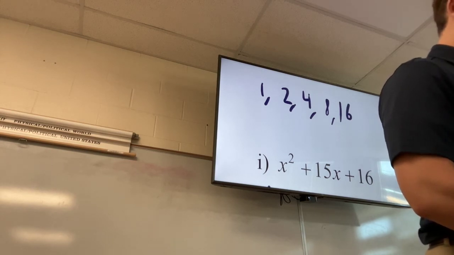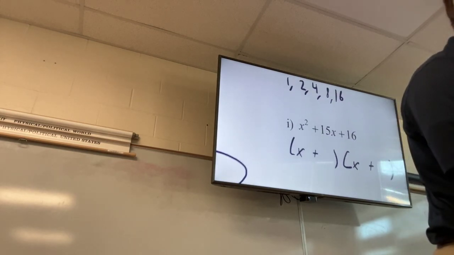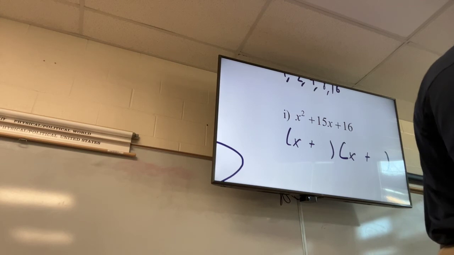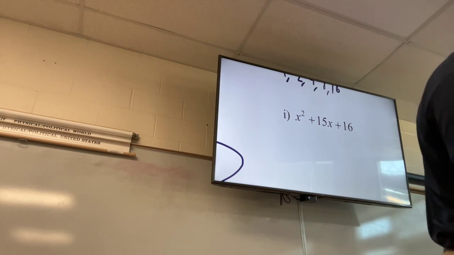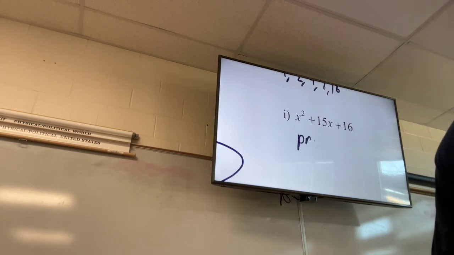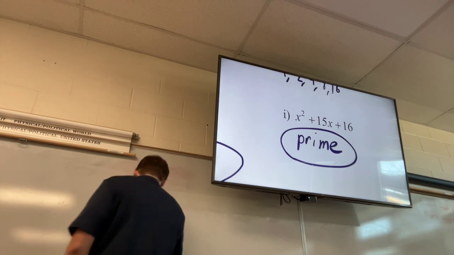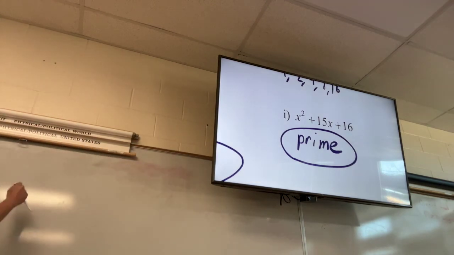Yeah, it can't be factored. What do I write if a number can't be factored? I'm going to write, you write prime. Can't be factored, you write prime. Has anyone ever taught you the discriminant trick? Anyone ever taught you about the discriminant?